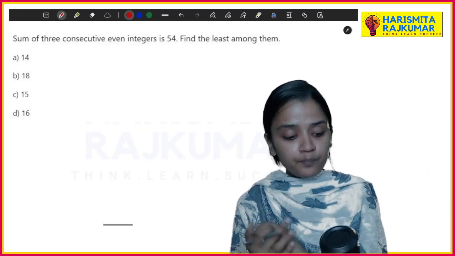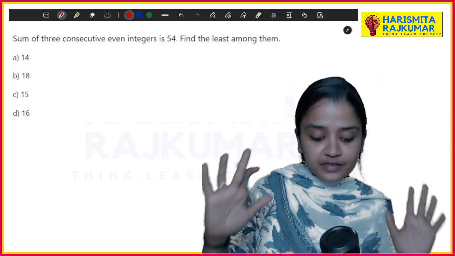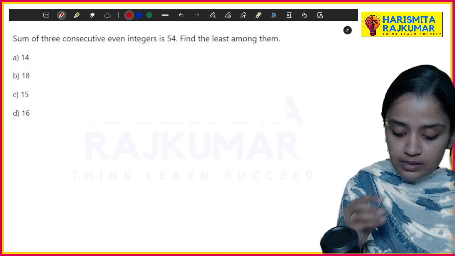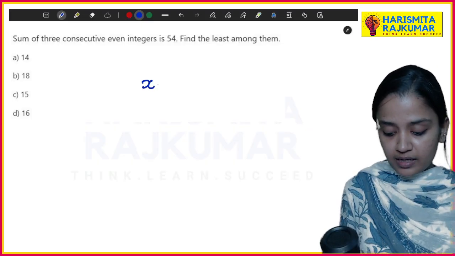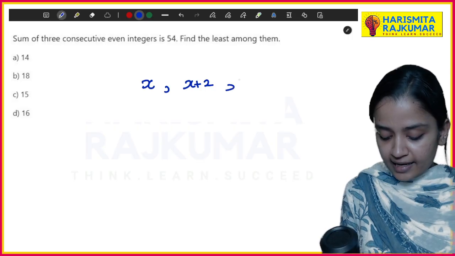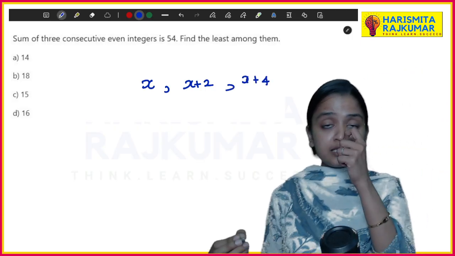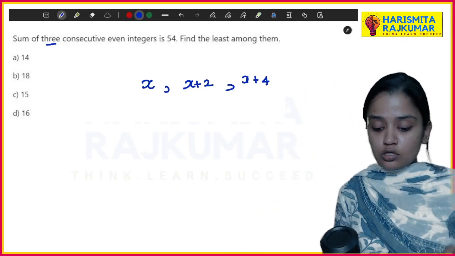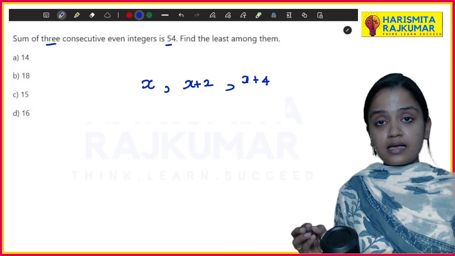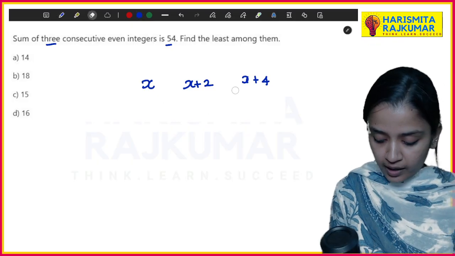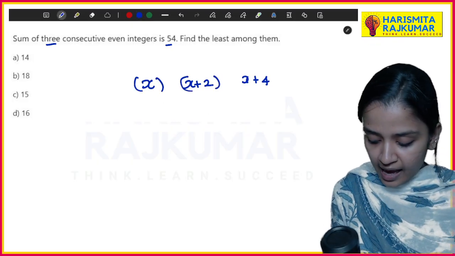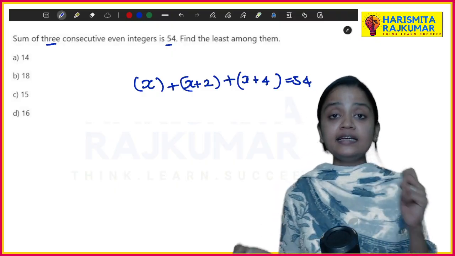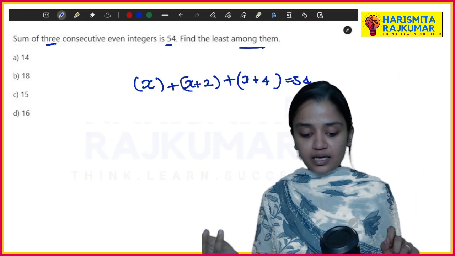Now, let me answer the question. Sum of 3 consecutive even integers. So, consecutive even integers means your formula is x, x plus 2 and x plus 4. Since they asked only 3 even integers, I'm just taking only 3. Their sum, what did they tell me? Their sum is 54, and they asked to find the least among them.